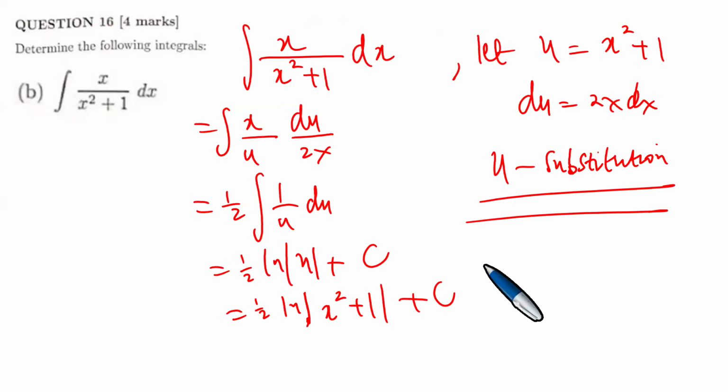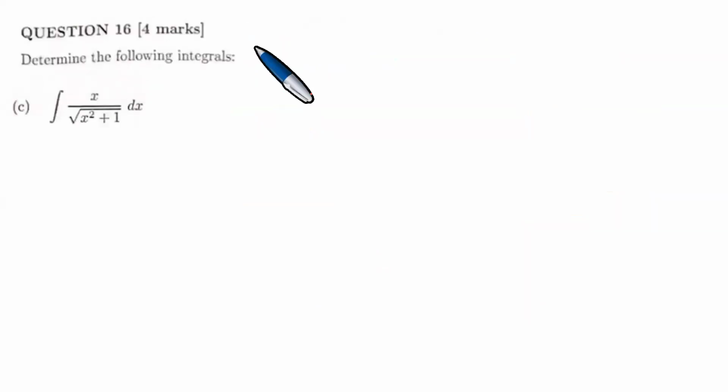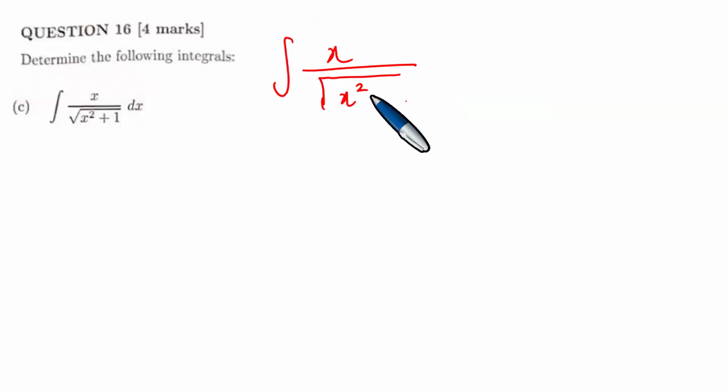Right, so now we have this particular one, and we have the integral of x divided by the square root of x squared plus 1 dx. And we want to be in a position to find the actual result of this. So the question we're asking is, what is the answer to this particular question?